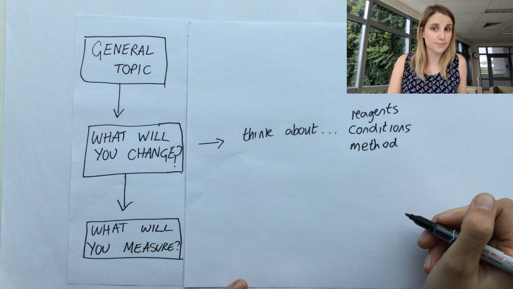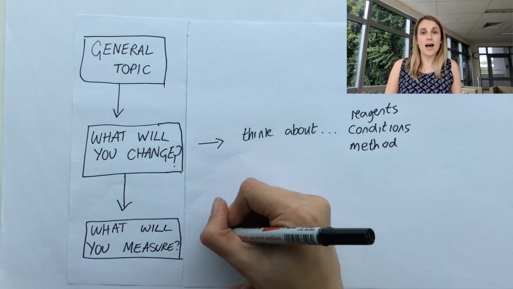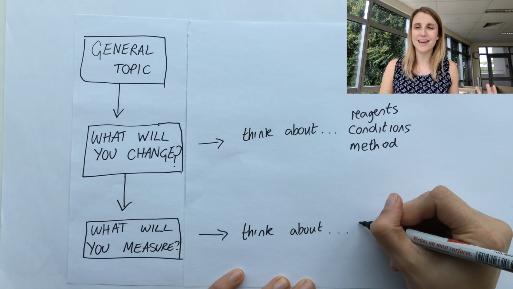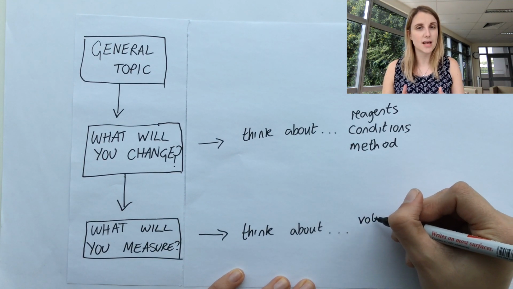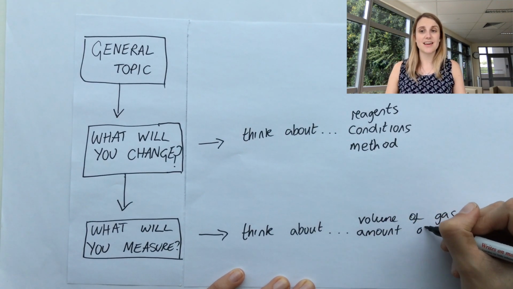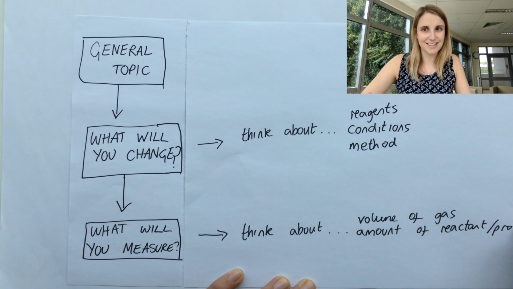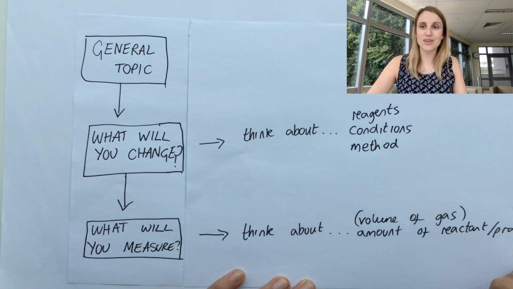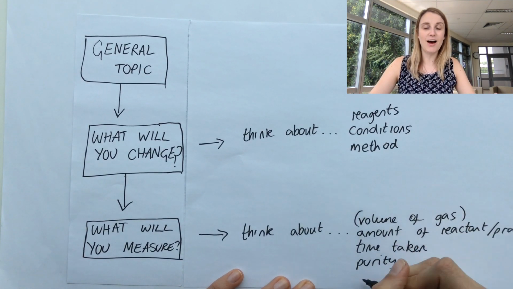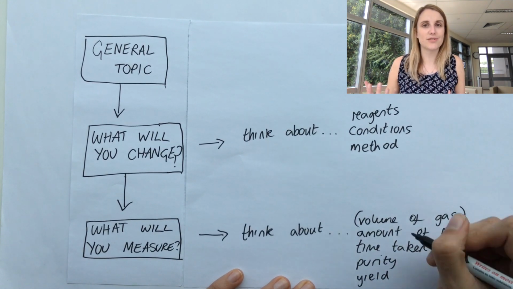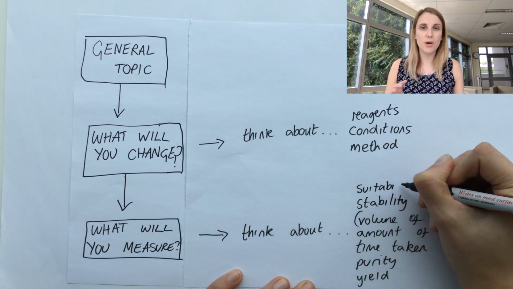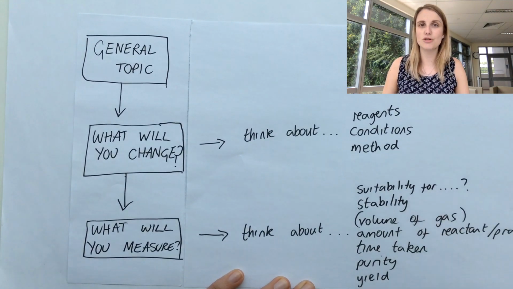What you will measure, you can think about perhaps measuring things like the volume of gas, which is really like the amount of reactants or products. So you can always measure the relative ratios of those. You can also measure things like the time taken for doing anything, or the purity of your product, or the yield of your product, or how stable it is and finding a way to measure that, or just how suitable it is for a certain use. So coming up with at least a couple of ways to increase complexity in your question.